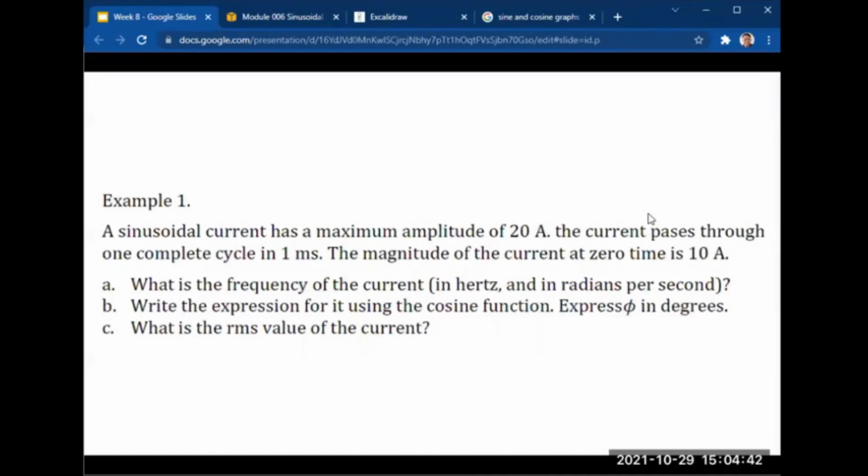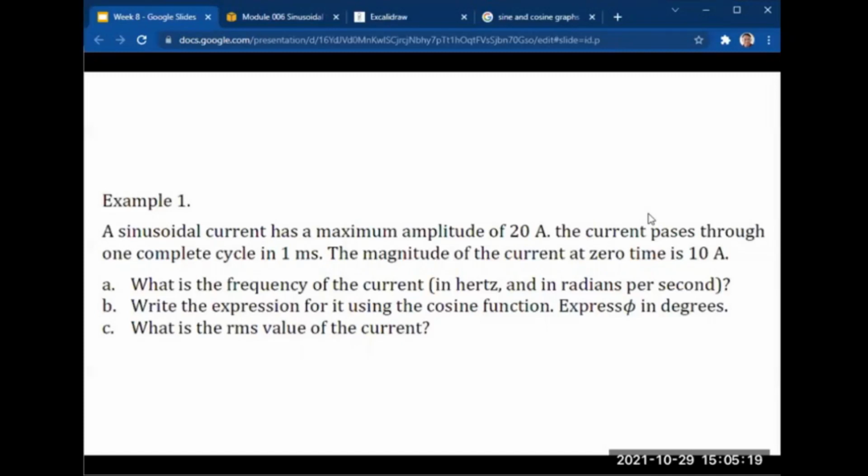A sinusoidal current has a maximum amplitude of 20 amperes. The current passes through one complete cycle in 1 millisecond. The magnitude of the current at 0 time is 10 amperes. Letter A: what is the frequency of the current in hertz and in radians per second? Letter B: write the expression for it using the cosine function. Express phi in degrees. And letter C: what is the RMS value of the current?